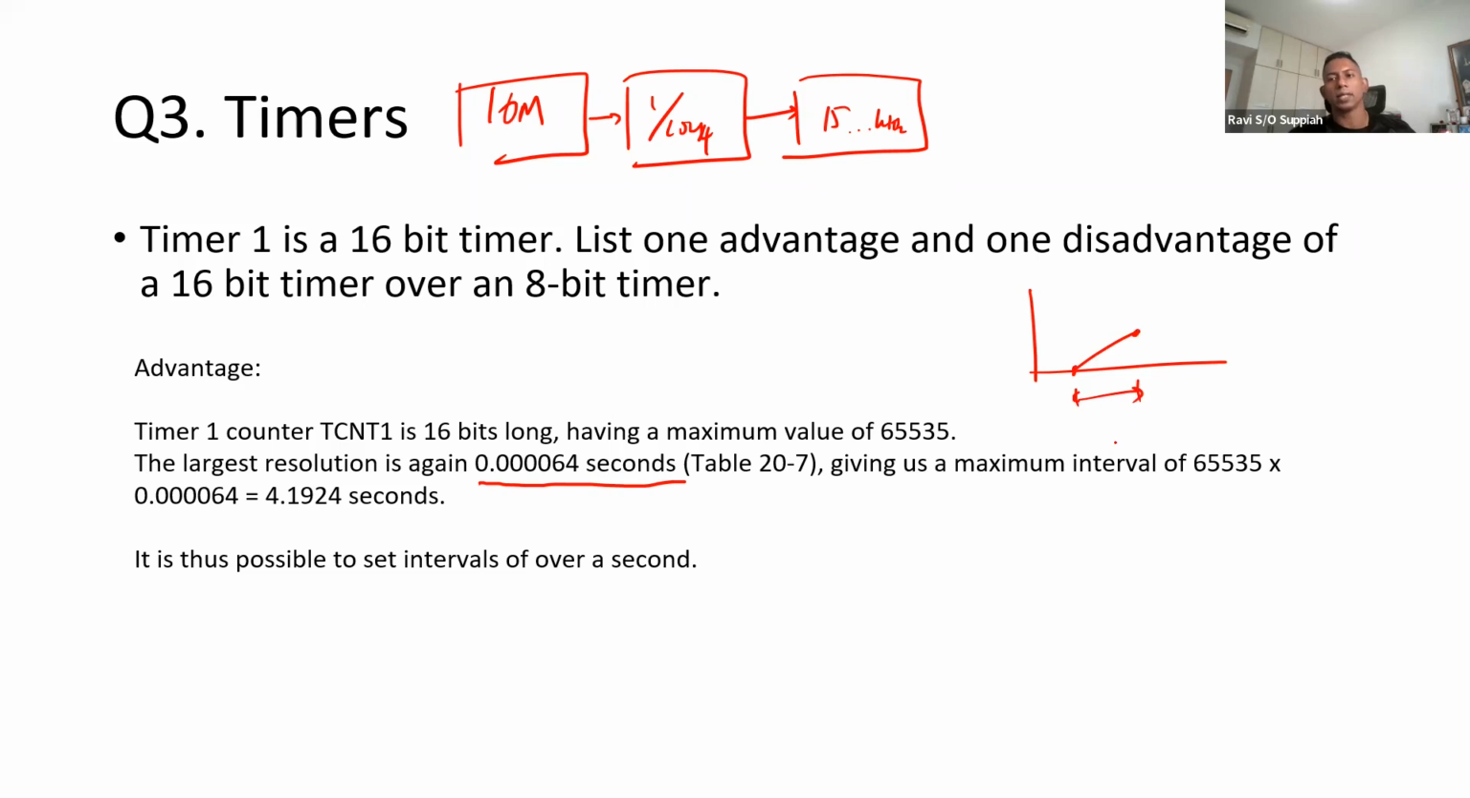The only difference is that now I can count from 0 all the way to 65535. That means the maximum time duration I can count is 4.1924 seconds. So I can configure an interrupt for every 1 second, every 2 seconds, every 3 seconds using timer 1 alone, because I can go up to an interval of 4.1924 seconds.